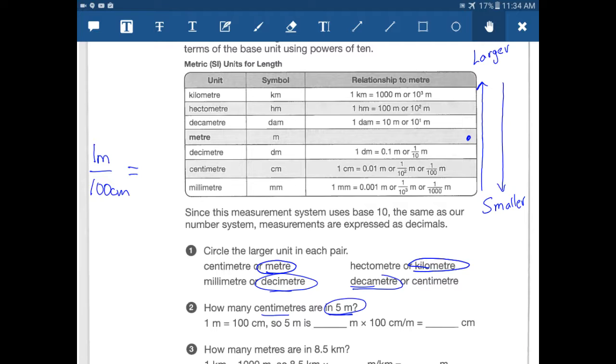You might like this version. In the question they gave us 5 meters, so you put that on top here as well. And you think to yourself, okay, 1 times what gives me 5? Well, times 5. I do the same at the bottom, and that's going to give me 500. So the answer is, of course, 5 meters is 500 centimeters.